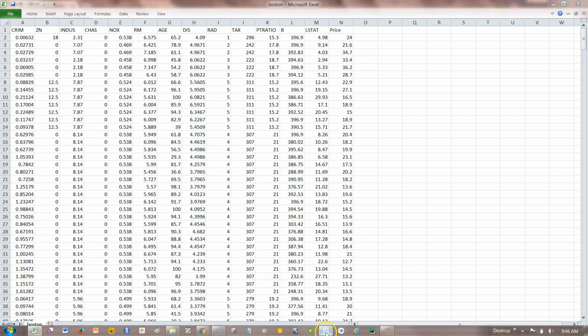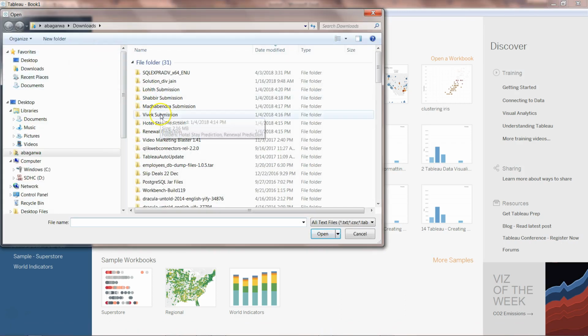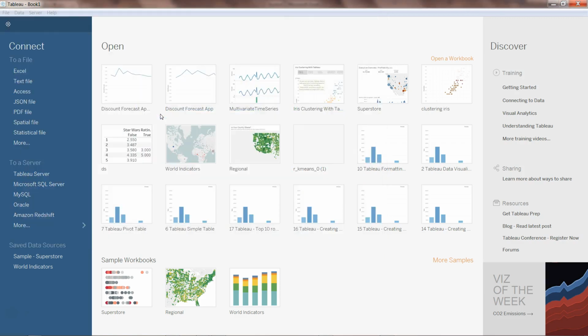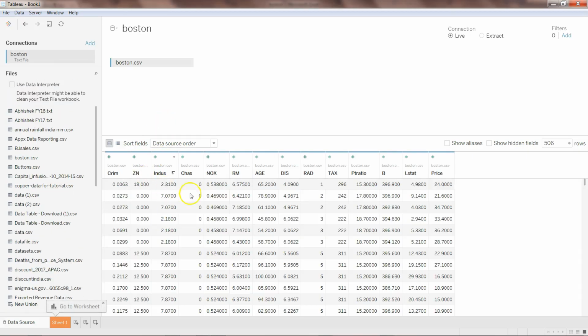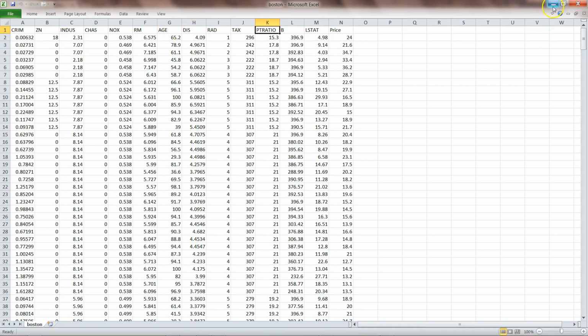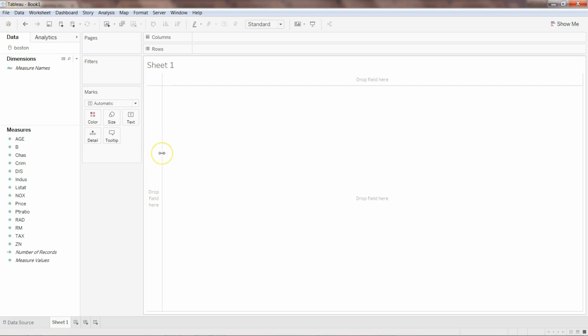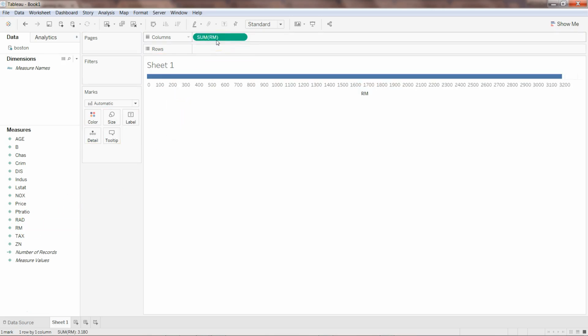Alright, so here I have Tableau. I will click on the text file and put the Boston dataset over here. And this is the Boston dataset, the same one which I showed you. Once it is there, I will go into the sheet. Once I am in the sheet, I can take the RM, which is the average number of rooms per dwelling, and put it in the columns.